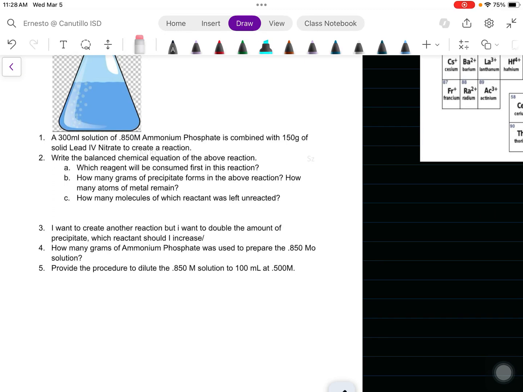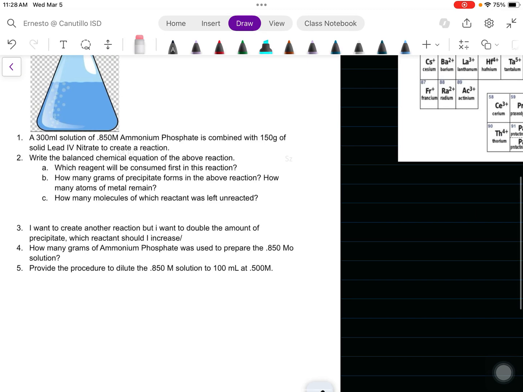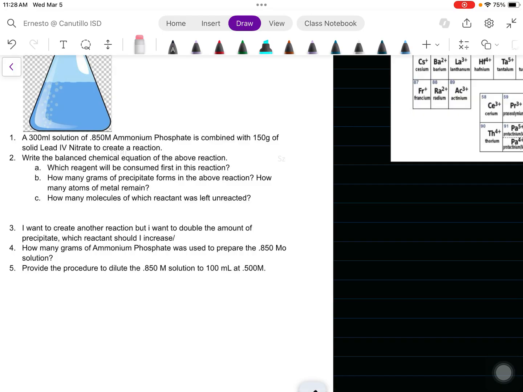Okay, so here's the first step in the review. It says a 300 milliliter solution of 0.850 molar ammonium phosphate is combined with 150 grams of solid lead 4 nitrate to create a reaction. The first question that I'm going to answer in the first video is: write the balanced chemical equation of the reaction above.